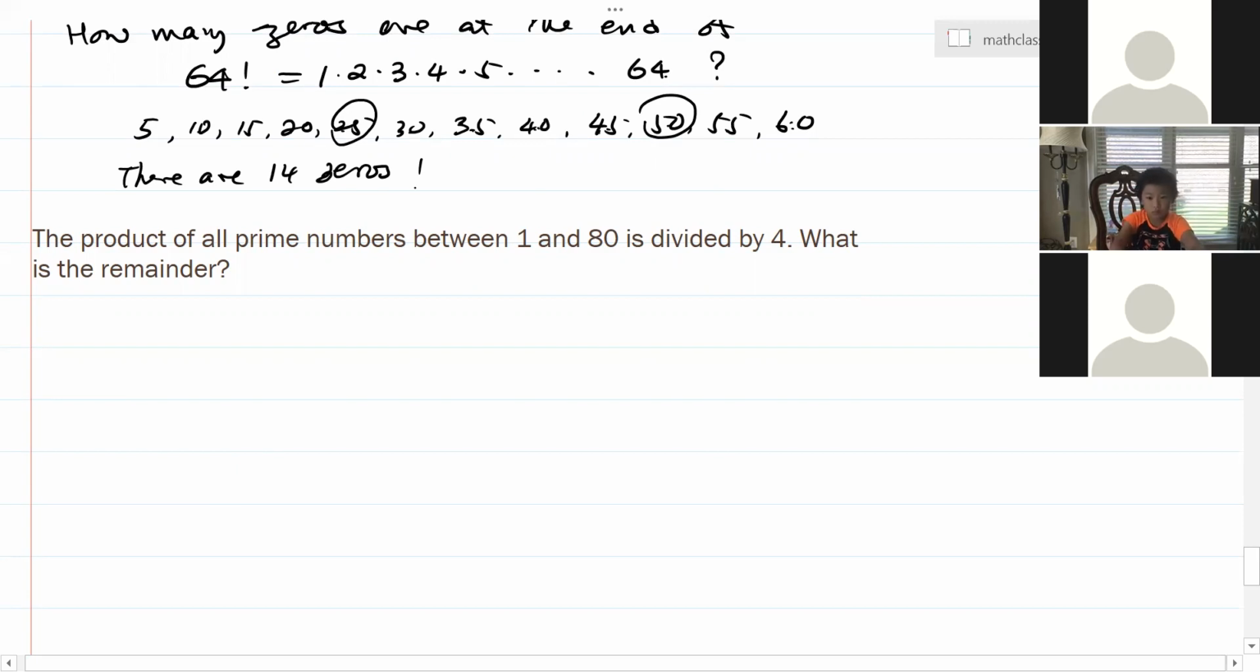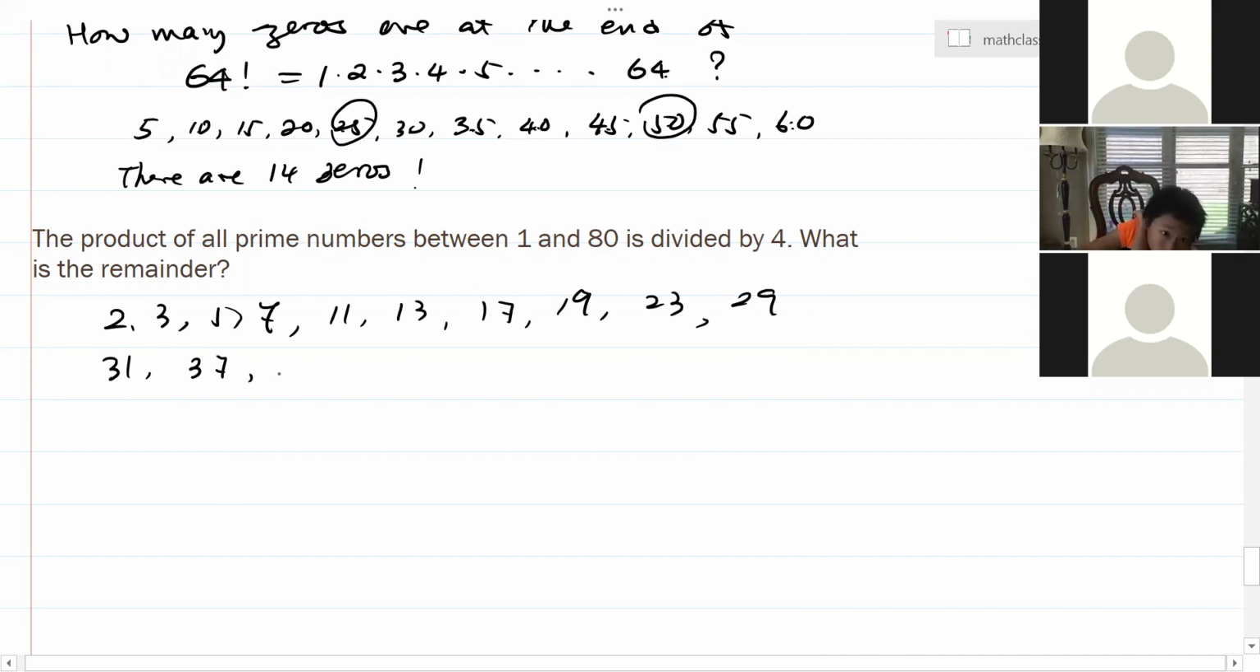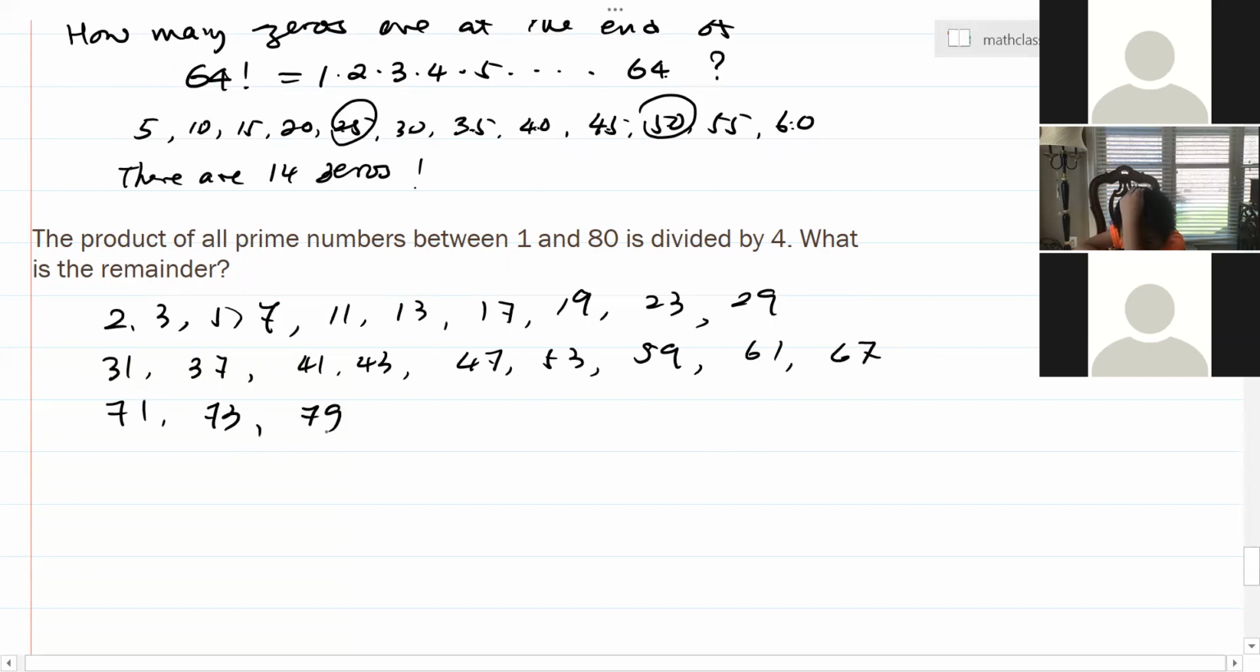Okay, let me write down all the prime numbers: 2, 3, 5, 7, 11, 13, 17, 19, 23, 29, 31, maybe I missed 37, 41, 43, 47, 53, 59, 61, 67, 71, 73, and 79. Okay, but if you want to multiply them out, we already discussed, it's not easy to figure out the remainder.